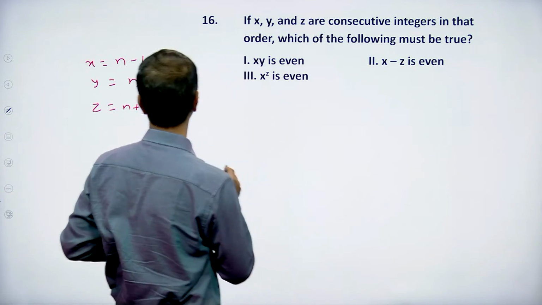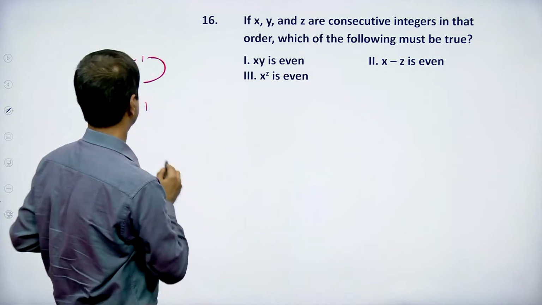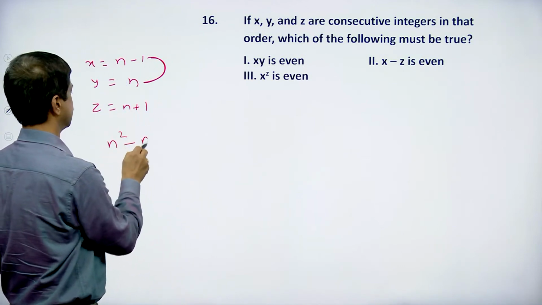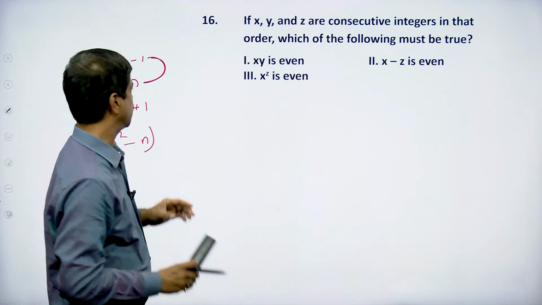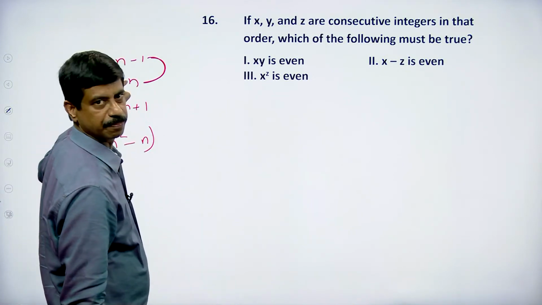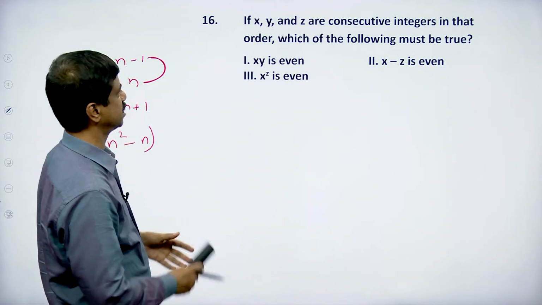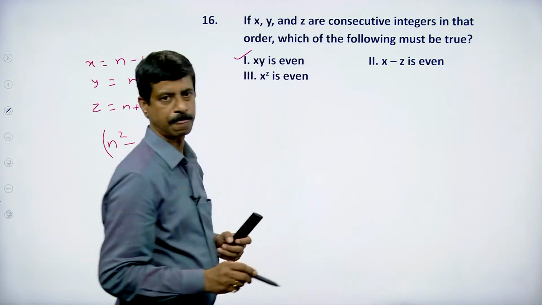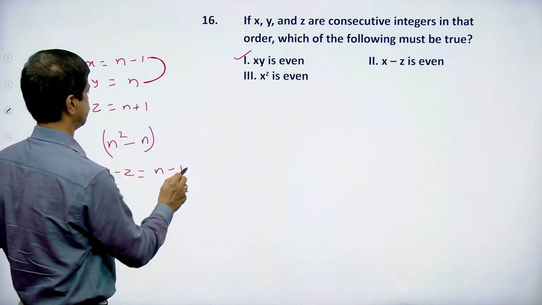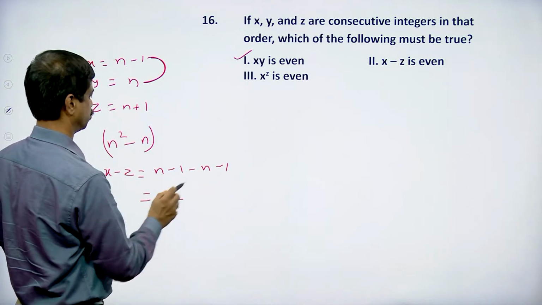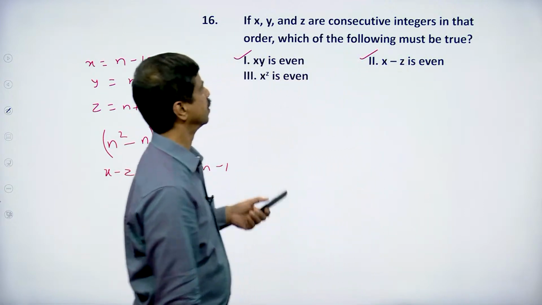So, xy is even. What is this? n square minus n. When they are consecutive, children, definitely if this is odd, this should be even. If this is even, this should be odd. So compulsorily xy is even is right. x minus z is n minus 1 minus n minus 1. So that is minus 2, which is even. So x minus z is even is also right, an even integer.